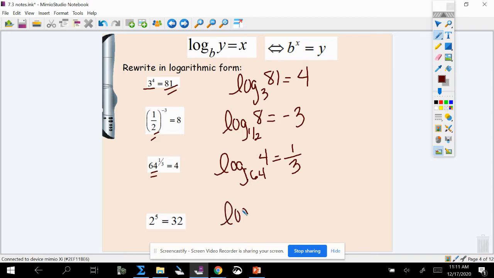And then the last one, your log, your base number is 2. Your big number is 32. And your answer in a logarithm is always the exponent. So let me show you what Delta Math is going to do.